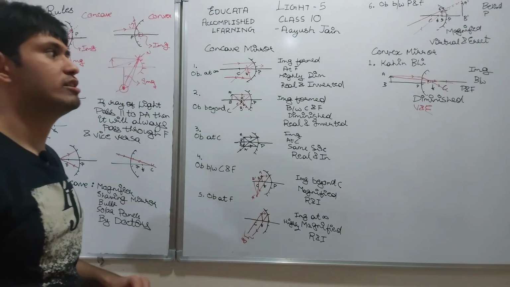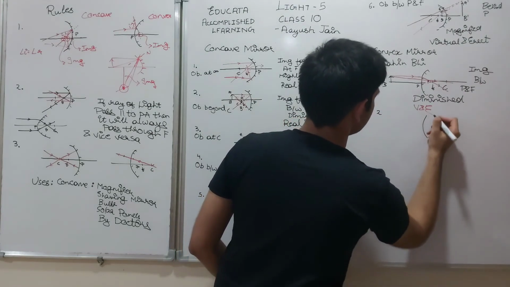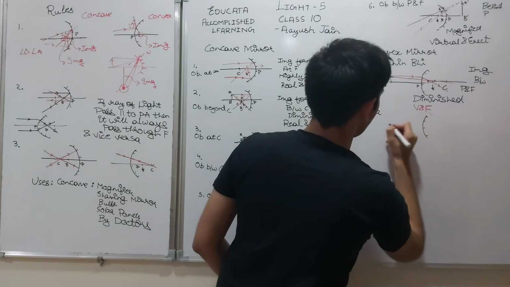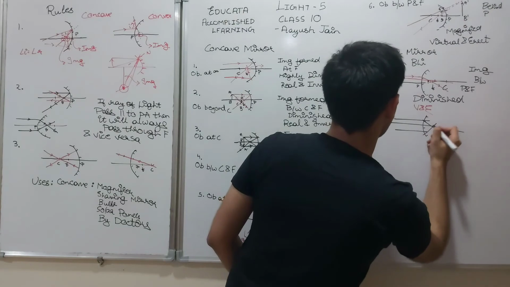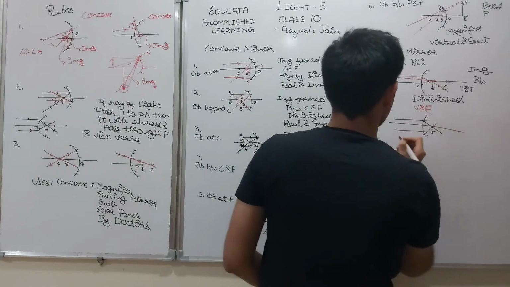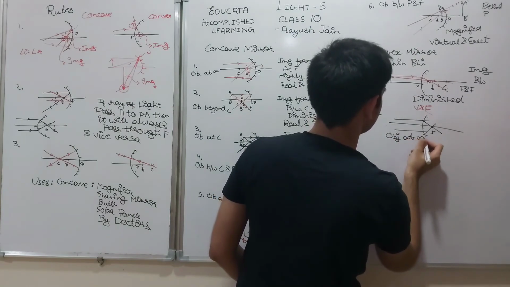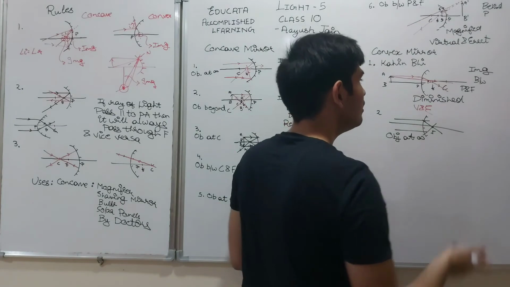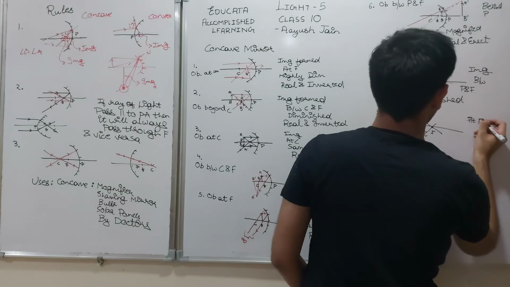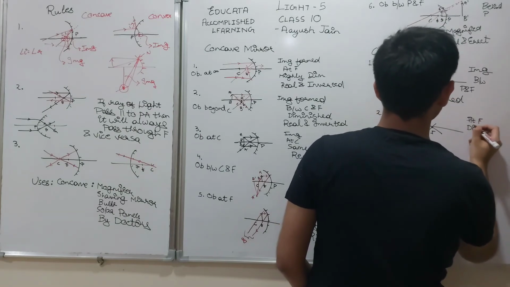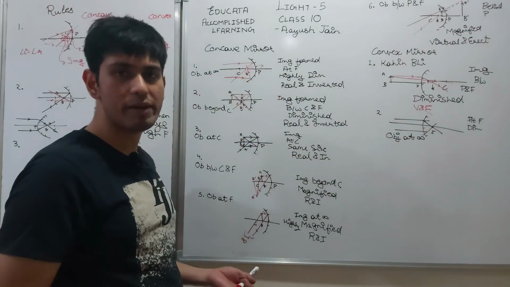Now after this, the second case comes, which is a simple case. When the object is present at infinity, the rays will pass over here, over here, over here. The image will be formed at focus. So when the object is at infinity, it will pass through focus. Image will be formed at focus, and the image will be highly diminished, and that's all.